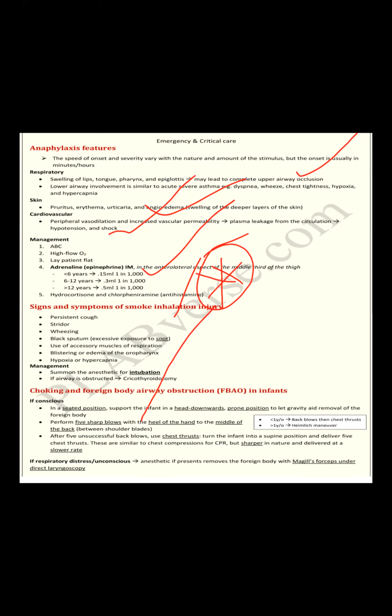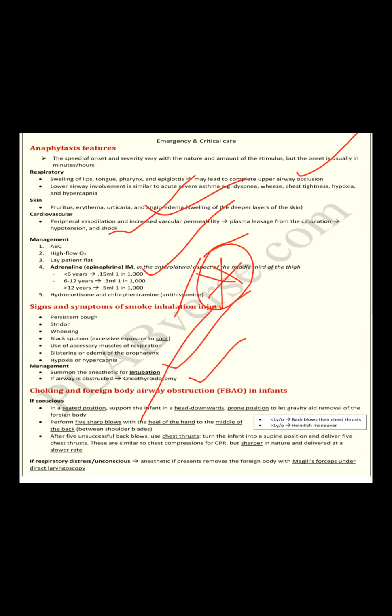Inhalation injury: initially we have to do intubation. If there is airway obstruction, we have to do cricothyroidotomy. Choking and foreign body airway obstruction.